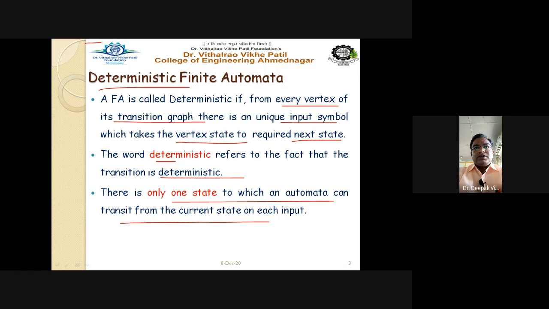Just remember this thing: there is only one transition from the current input, and that transition leads to only one state. So there is not a case that from Q0 on input A, two states are possible. That is the case of your non-deterministic automata, right? So we are discussing the deterministic. Only one input leads to only one next state, right?